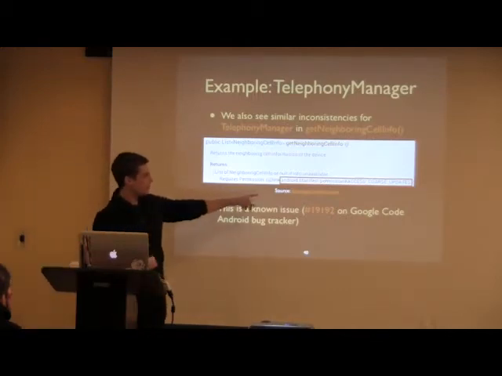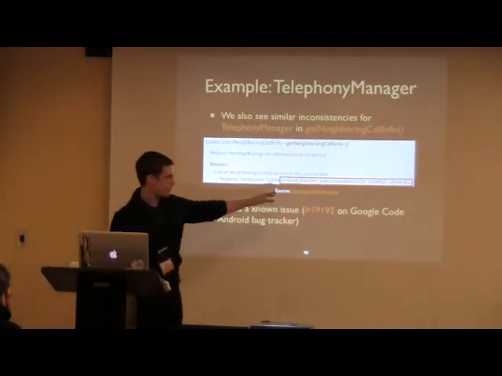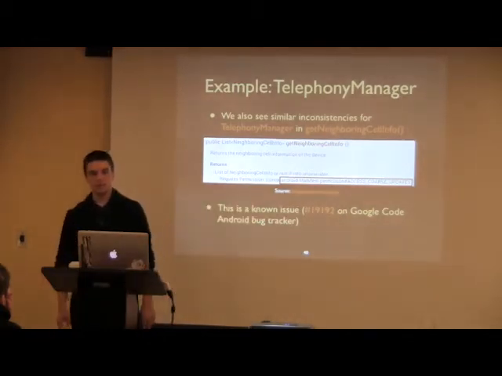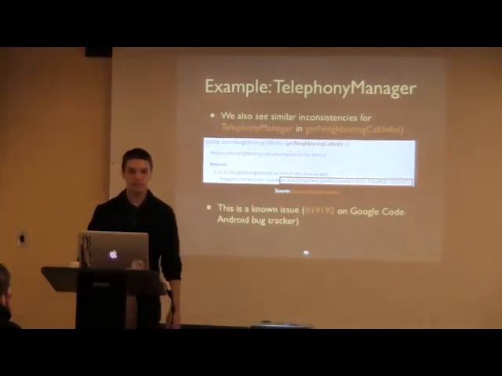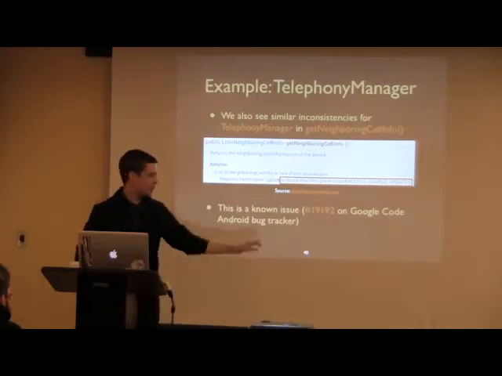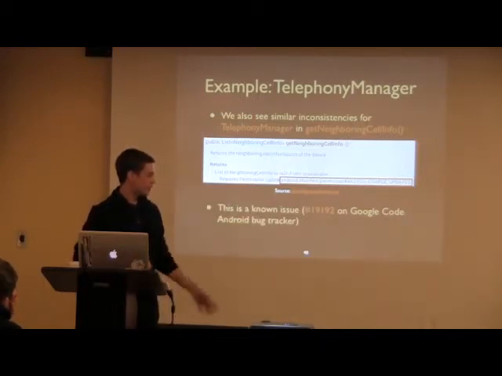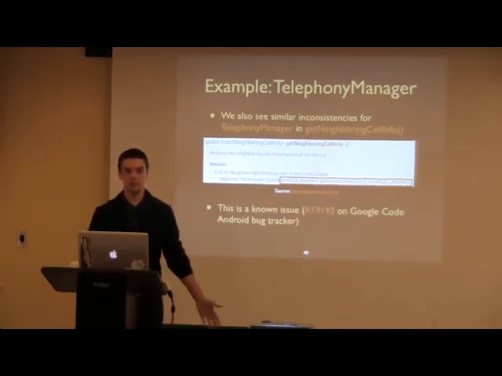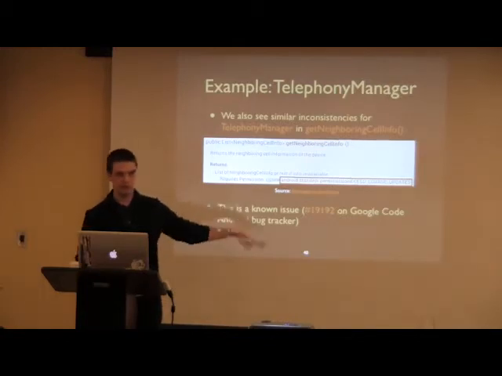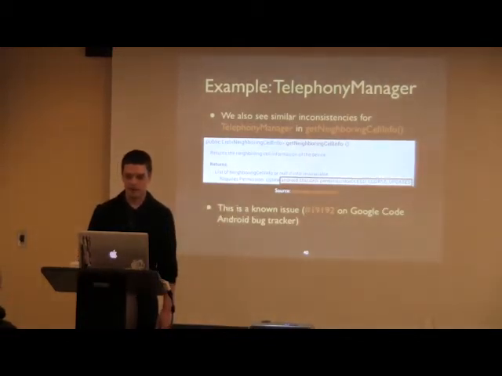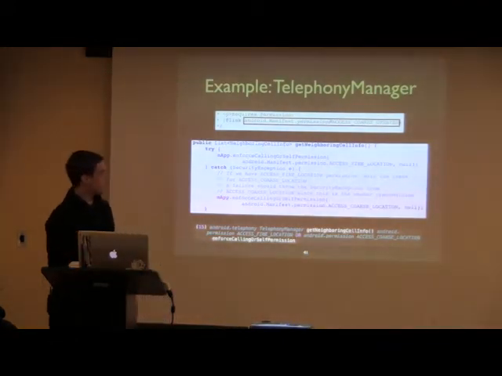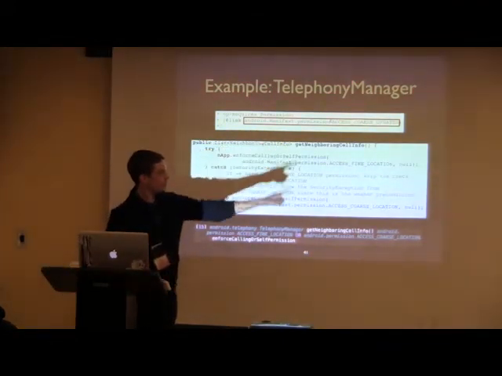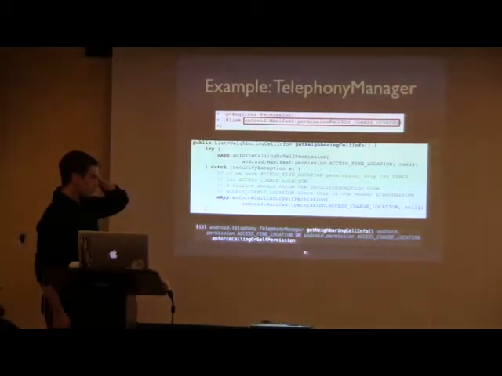The documentation, even as I checked it today, still says that the ACCESS_COURSE_UPDATES permission is required to call getNeighboringCellInfo. This is actually a known issue on Google Code, the Android bug tracker, 19192 for those interested. The ACCESS_COURSE_UPDATES permission doesn't exist. It's not a real permission. I don't believe it's ever been a real permission, but it could have been lost somewhere in the deltas of permissions added and removed. So even in the source code, it says, oh yeah, you totally need the ACCESS_COURSE_UPDATES permission.